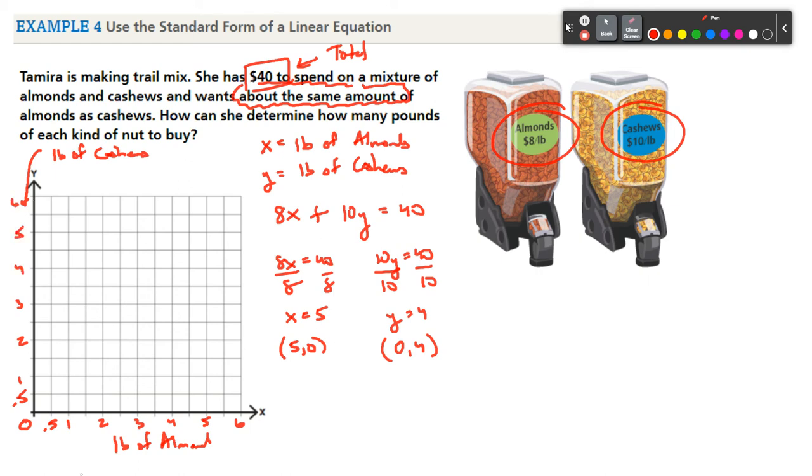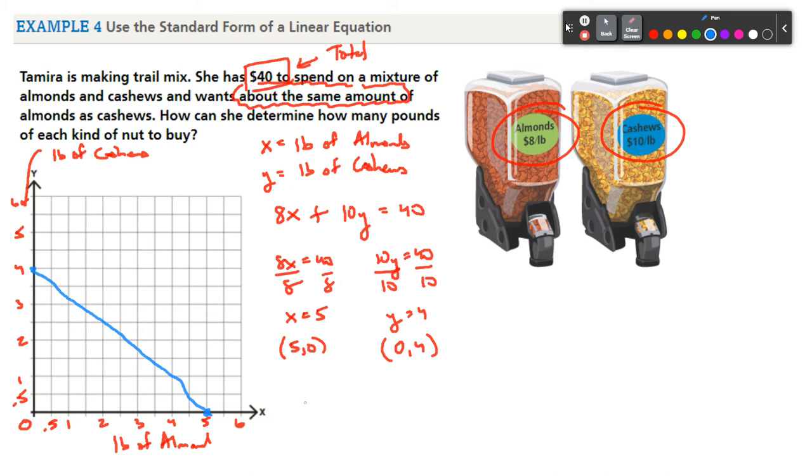And now let's graph, and I'll do it in blue. So your x-intercept is (5, 0), so over here at 5. Your y-intercept is (0, 4). And again, do your best to connect those with a straight line.